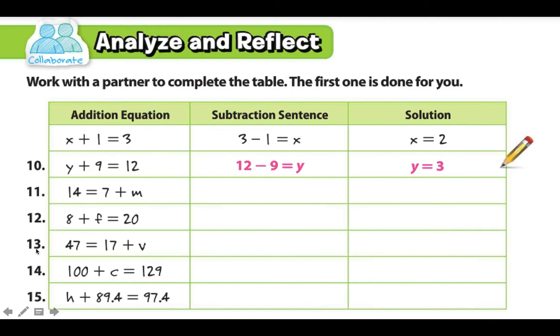So 11, 12, 13, 14, and 15 you're going to do on your own. Once you've got those done, come to me. You'll scan the QR code, get your answers, check them, and turn in your analyze and reflect section for credit.